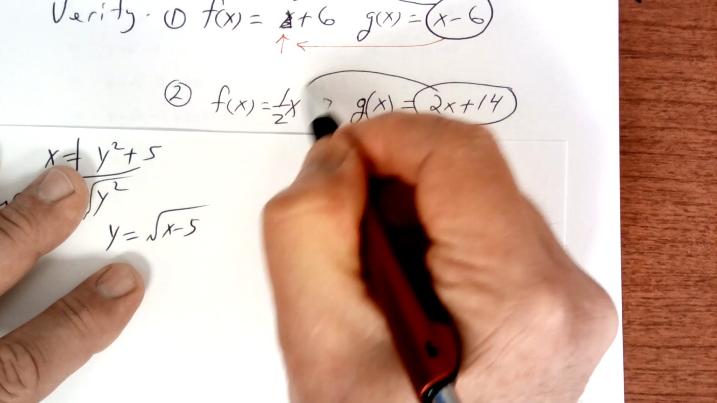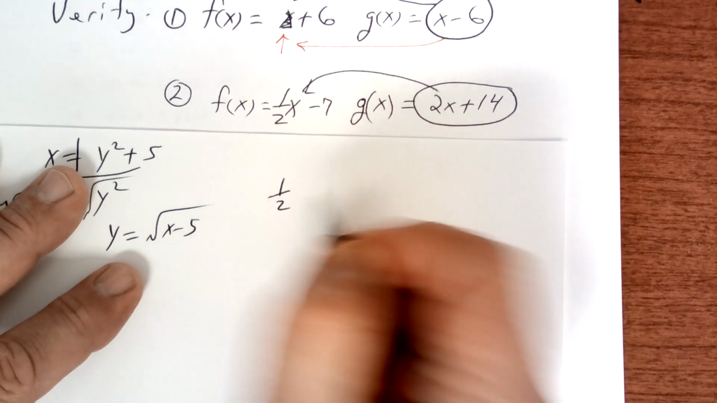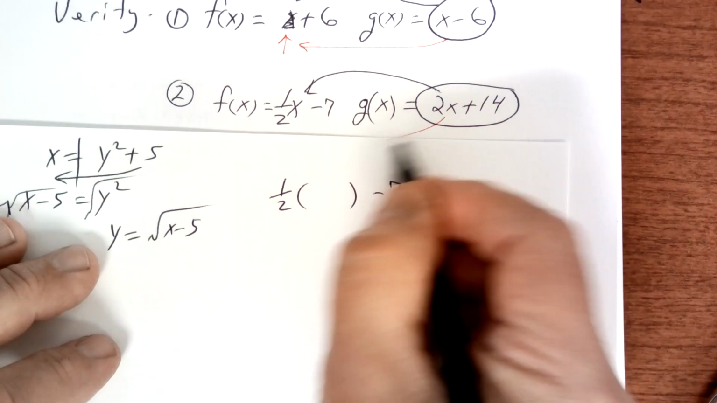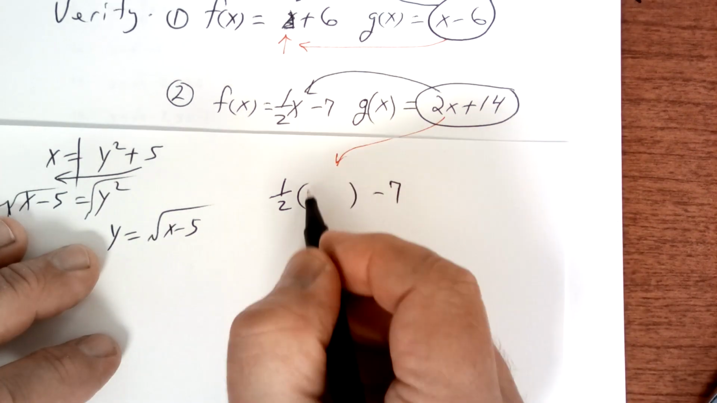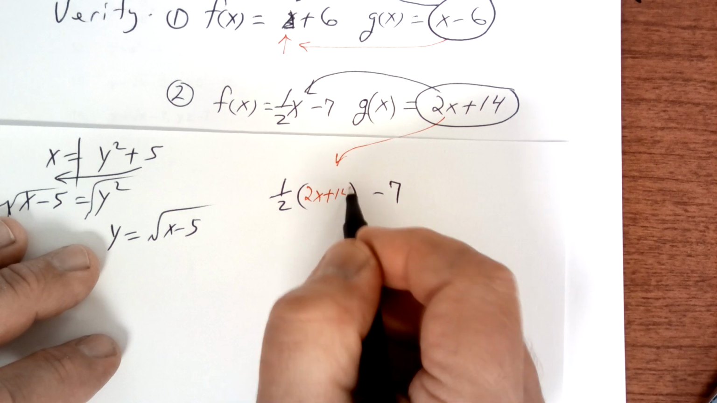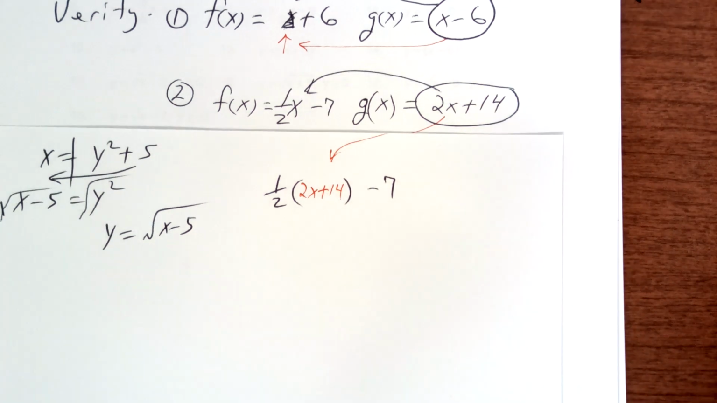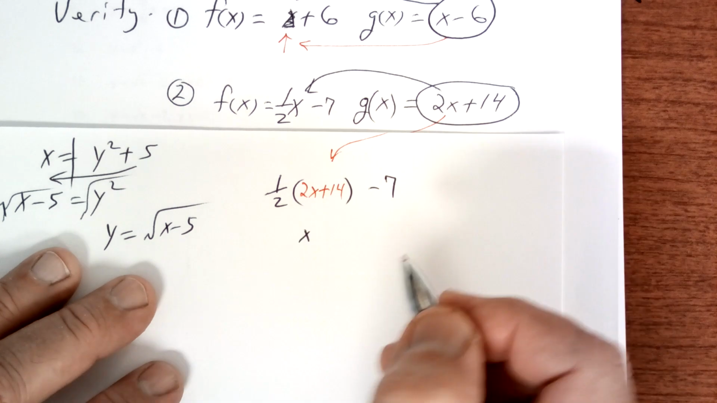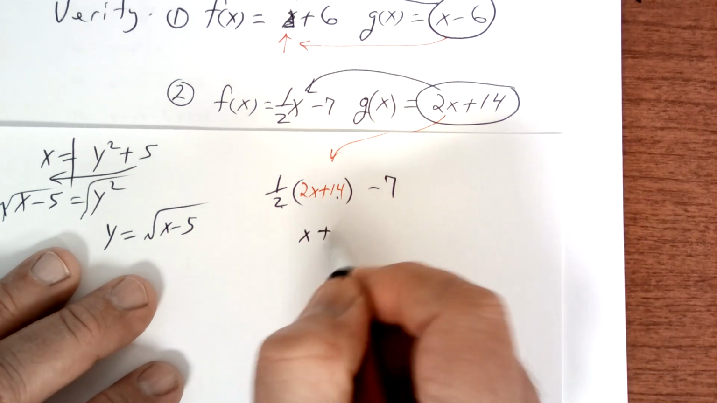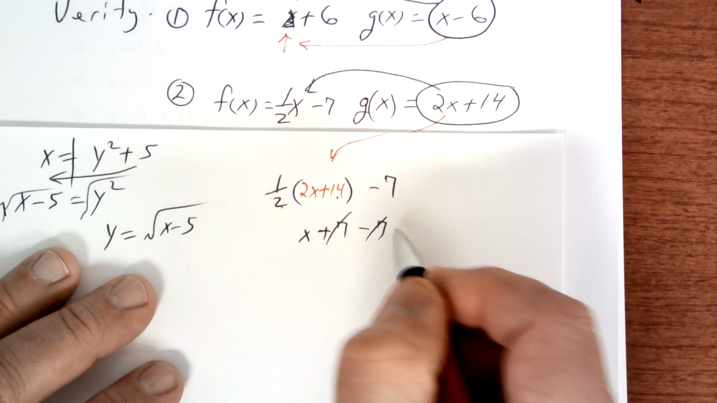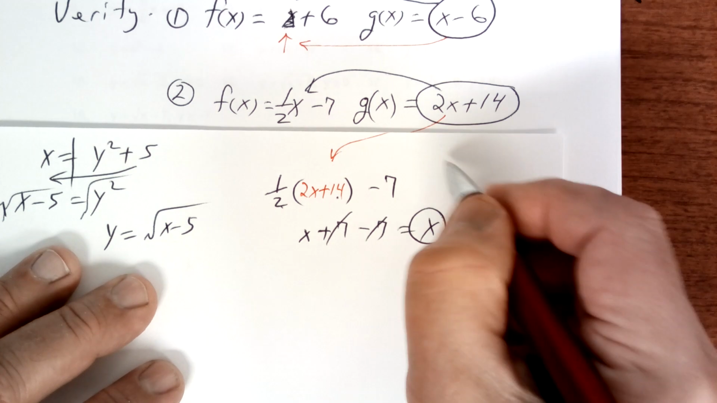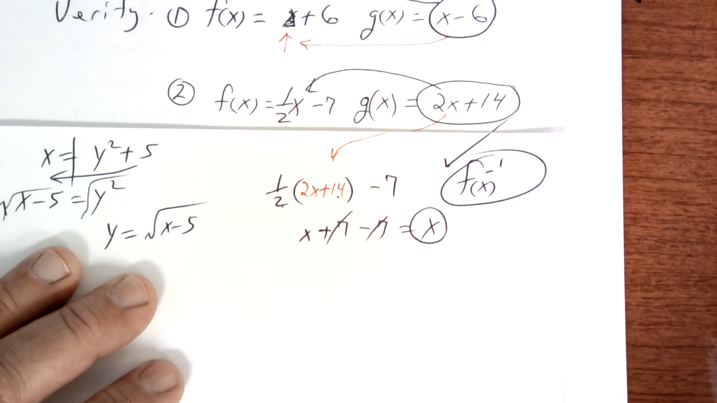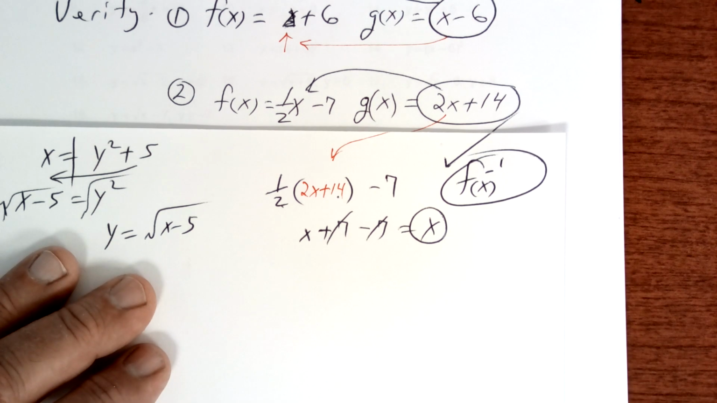Copy that one down. Okay, I'm going to substitute all of this in place of the x. So it's going to be 1/2 times my substitute, and my substitute is 2x plus 14. Now remember, we're shooting for x. If you don't get x, it's not the inverse. Half of 2 is 1x, and half of 14 is 7, and then minus 7, that cancels. We end up with x. So yes, that is the inverse function, denoted by f of negative 1. And there it is.